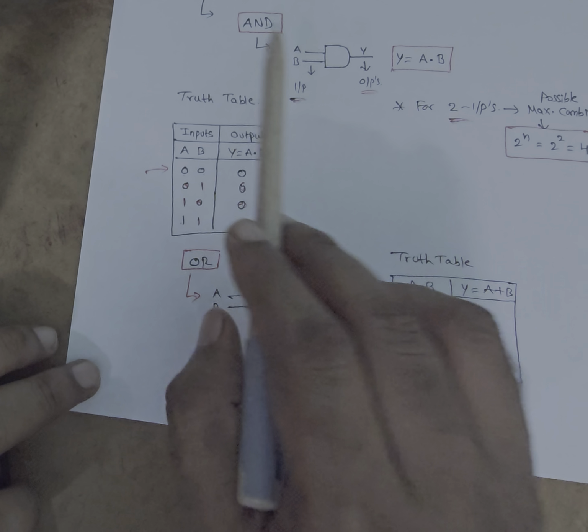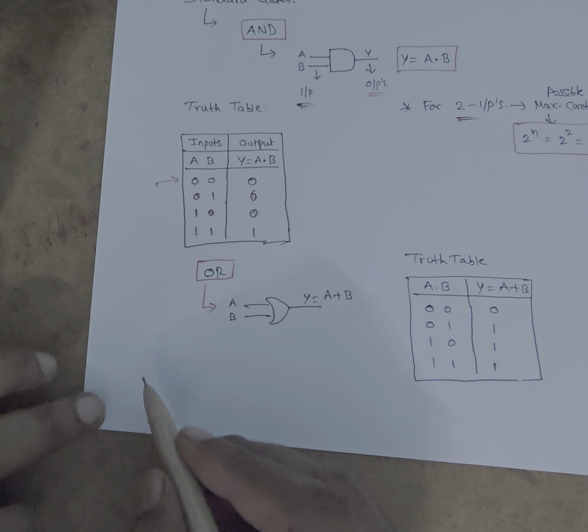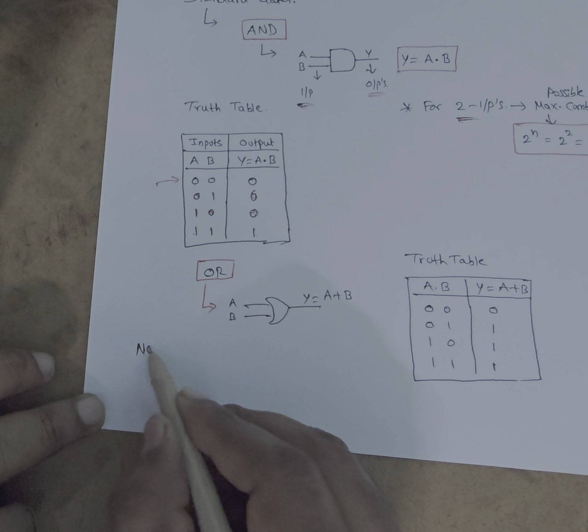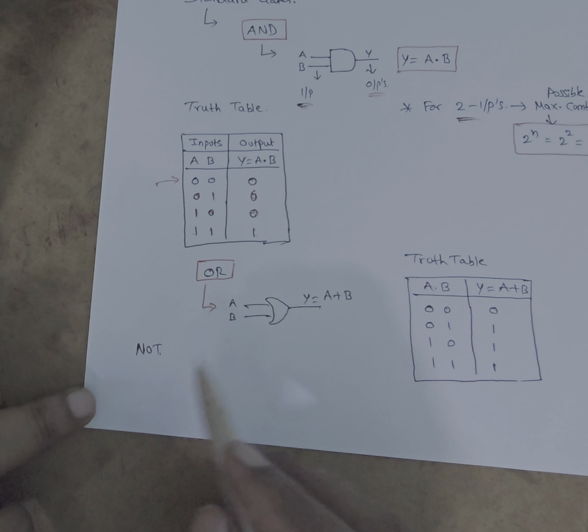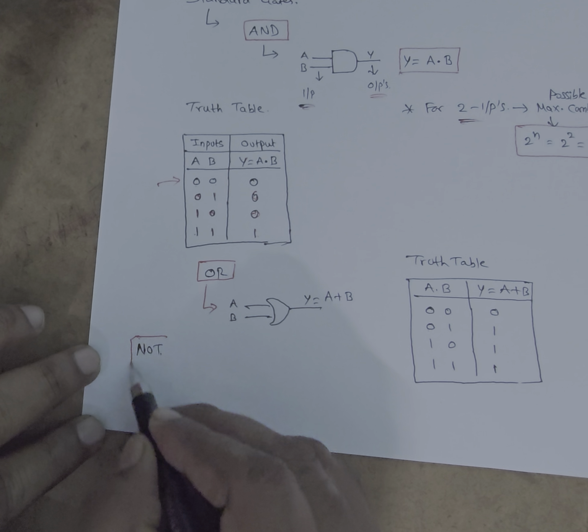So one is the AND gate, the second one is the OR gate, and their truth tables. There is one more gate called the NOT gate. The NOT gate, another name is inverter.